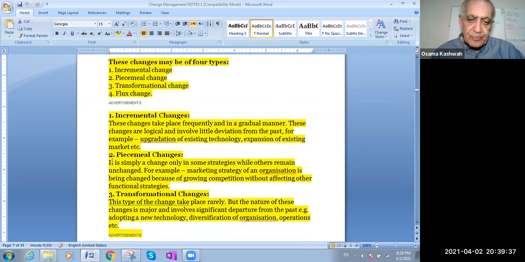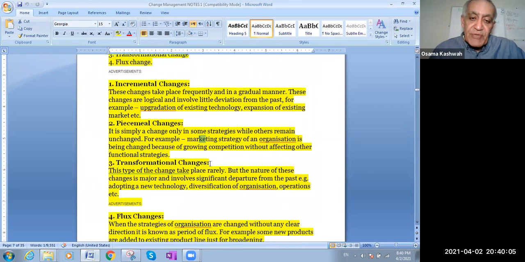Okay. The piecemeal change is simply a change only in some strategies, while others remain unchanged. For example, marketing strategies. We can make a change in part of the organization, where the strategy itself will remain, but the others remain the same without change. Transformational change takes place rarely, not too much, but the nature of this change is major and involves significant departures from the past.